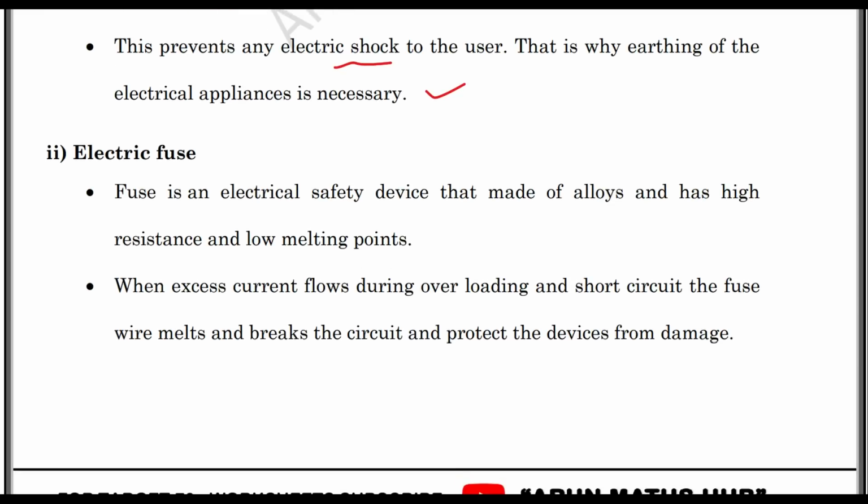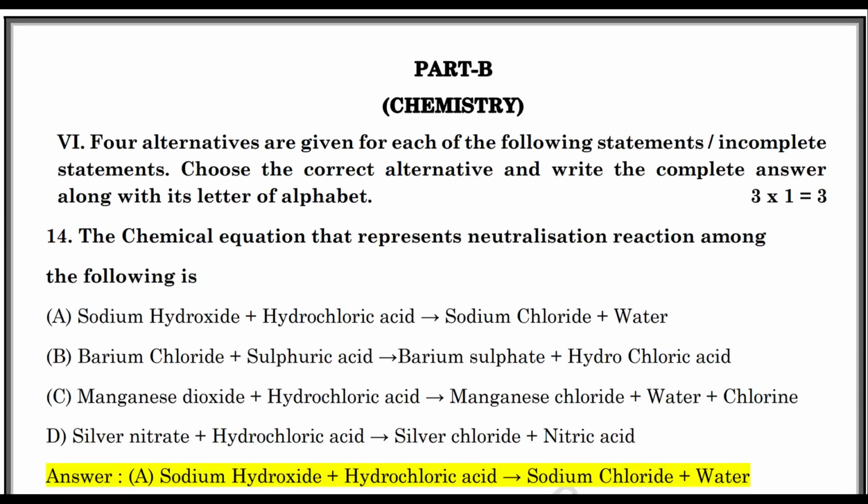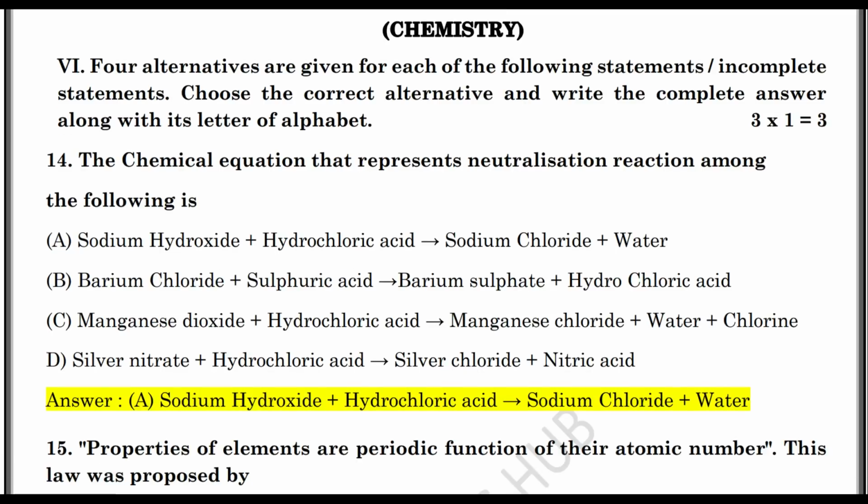Fuse is an electrical safety device that is made up of alloys and has high resistance and low melting point. When excessive current flows during overloading or short circuit, the fuse wire melts and breaks the circuit and protects the device from damage. Next, part B, chemistry.